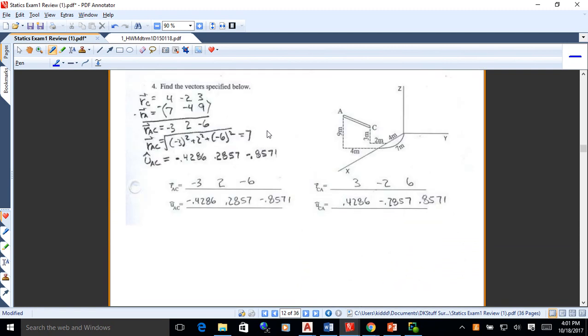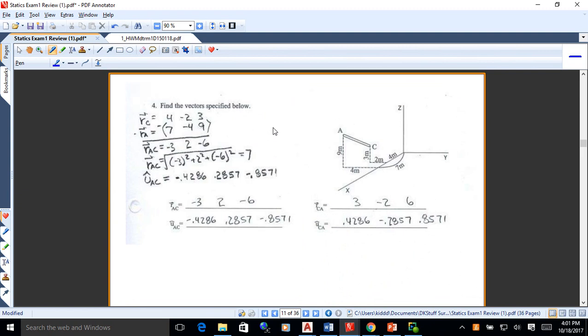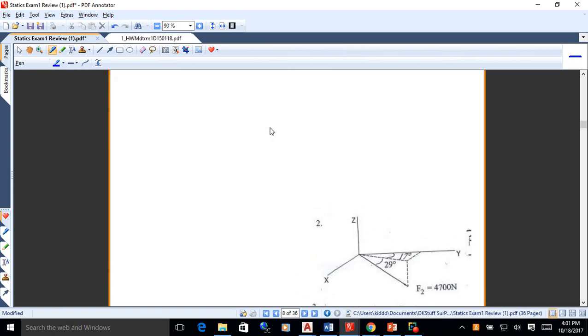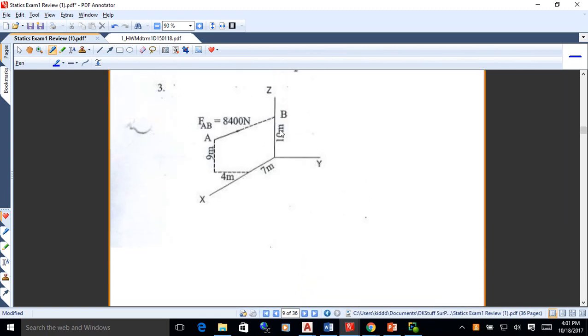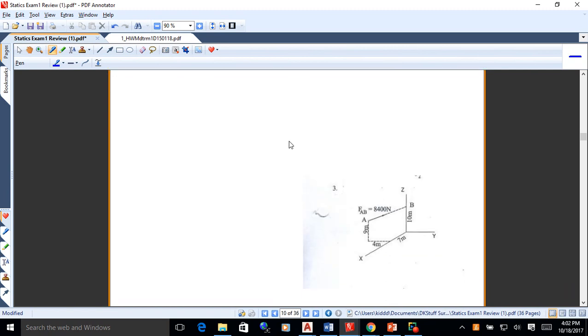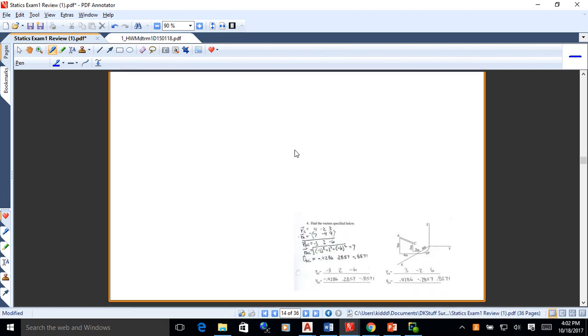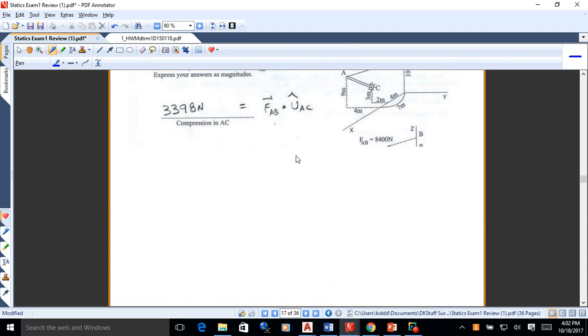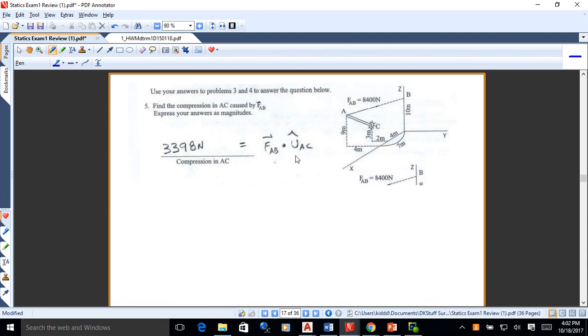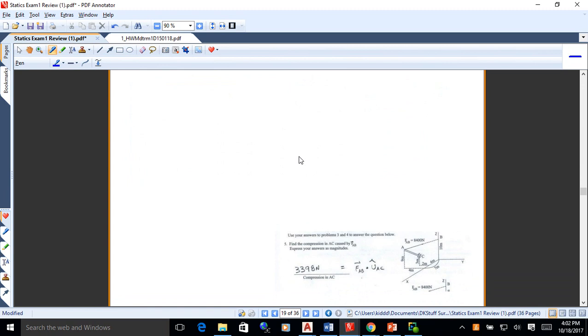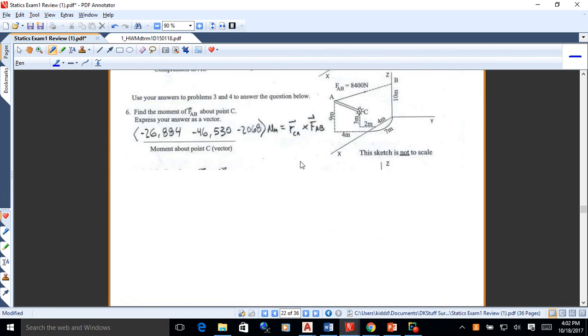Okay, we need a few other vectors here, RAC, RCA, UAC, and UCA. On this particular test, which is where these problems come from, I had the first page where people had to find the vectors. And once they had them, on the second page they started to use them. So here I have them use the answers to the previous problems to find the compression in AC. So that's a dot product. And then to find the moment of FAB about point C, that's a cross product.